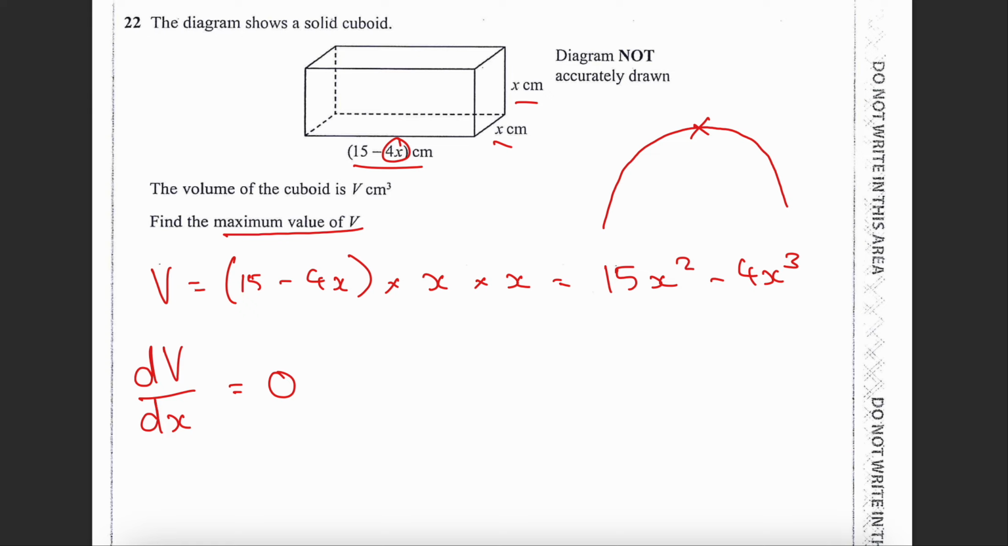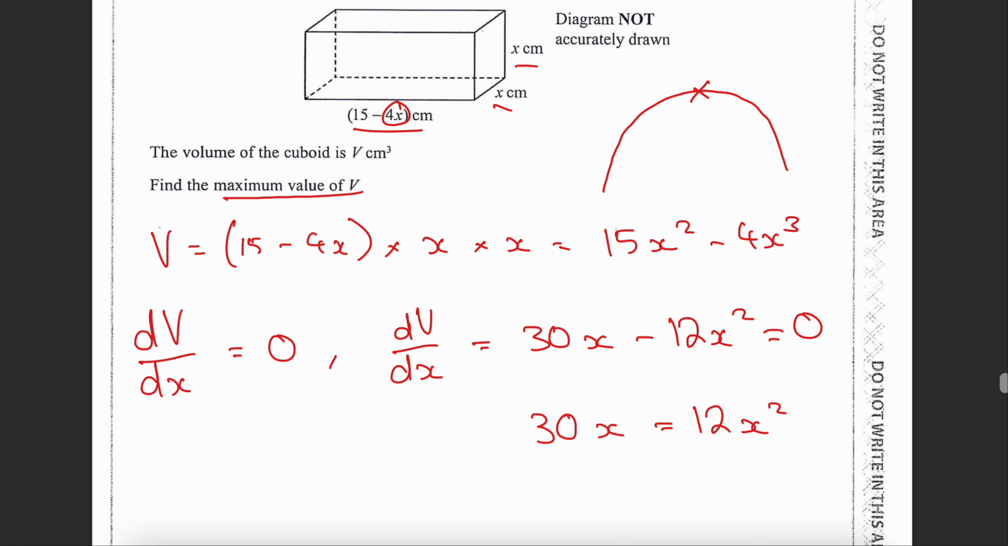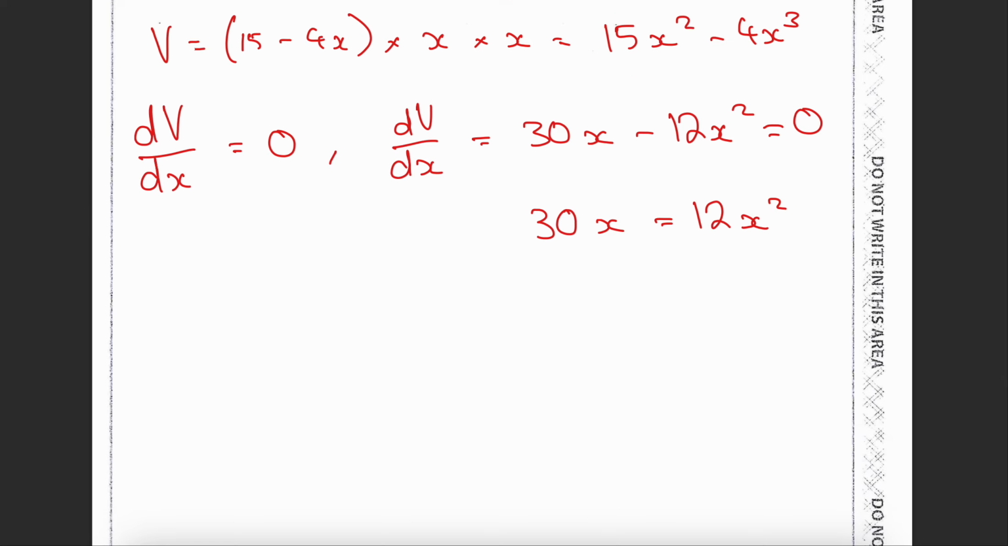So what we're going to do now, we're going to say dV by dx is equal to 30x minus 12x squared, and that there is equal to 0. So what we'll say now, 30x equals 12x squared, and so now taking it from there, we're going to cancel 1x from this side and the squared part from this side. So 30 over 12 is equal to x, and 30 over 12 is the same as 2.5 or 5 over 2.